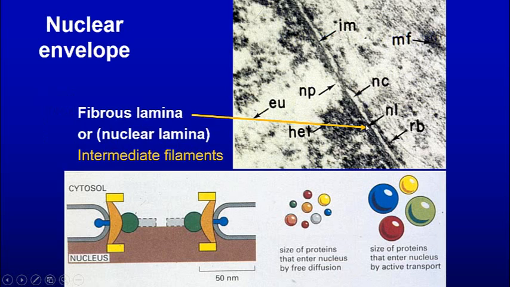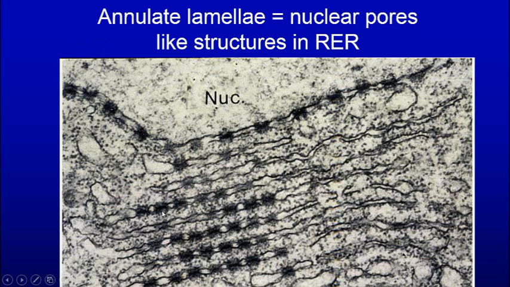So here we see the fibrous lamina or nuclear lamina is through there, intermediate filaments that is there. And some things can just go through the nuclear pore based on the small size. Bigger things have to be actively transported across it. Sometimes, as we mentioned to you, the nuclear pores that we see in the nuclear envelope, the nuclear envelope is continuous with the rough endoplasmic reticulum, and sometimes you can see things that look like nuclear pores in the endoplasmic reticulum there.